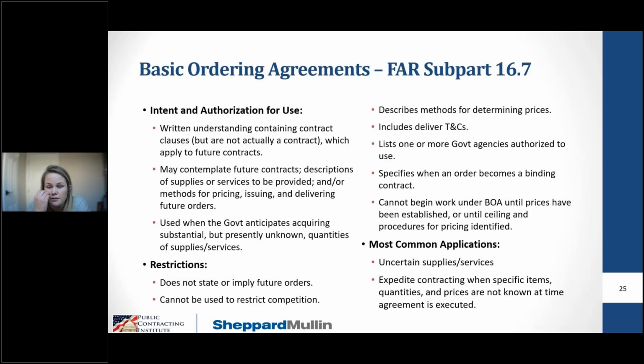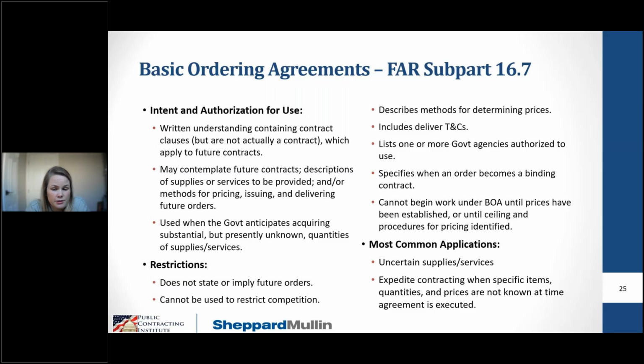Okay, so as mentioned, FAR subpart 16.7 also covers basic ordering agreements, which, like BAs, are not contracts, but more like an agreement to agree on future contracts. Here the parties have a negotiated written instrument of understanding containing the terms and clauses that apply to the future orders during the term of the basic ordering agreement, a description of the services and supplies to be provided, and the methods for pricing, issuing, and delivering future orders under the basic ordering agreement.